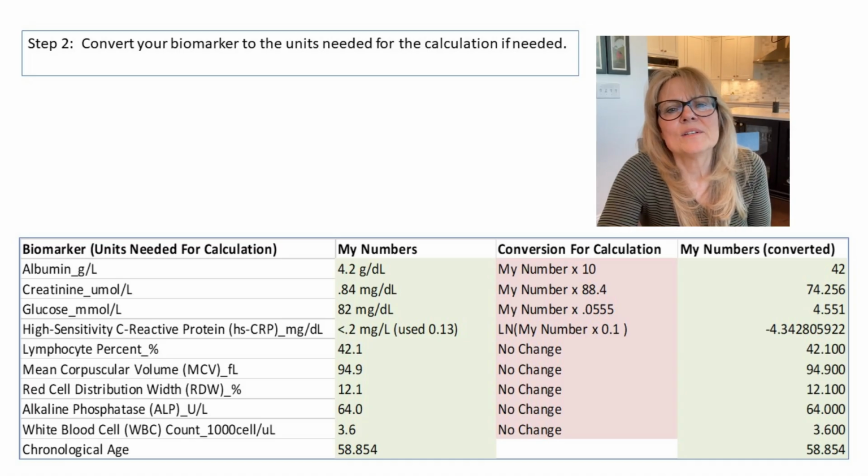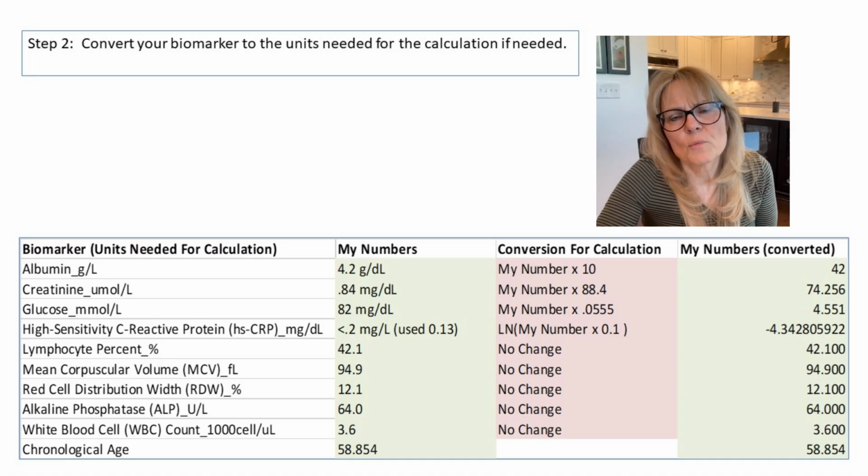The next step is to convert your biomarker from whatever units your lab reported it in into the units that are required by the PhenoAge model. So for example, my albumin was provided to me by the lab in grams per deciliter, and the model wants grams per liter. So you have to multiply the lab-provided number by 10 to get it in grams per liter. And you do that for each parameter, just making sure that the units are correct.